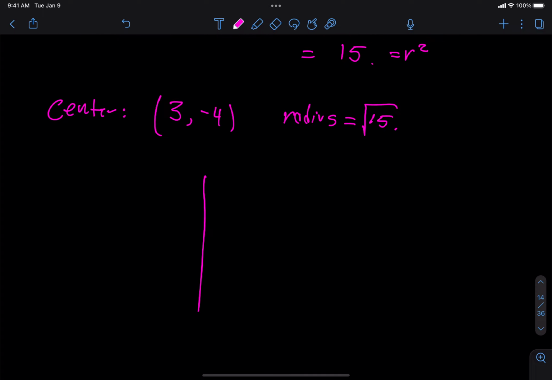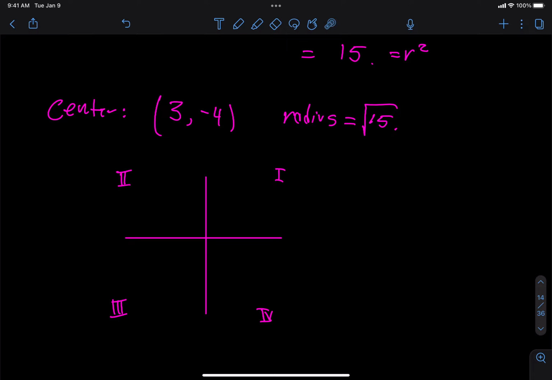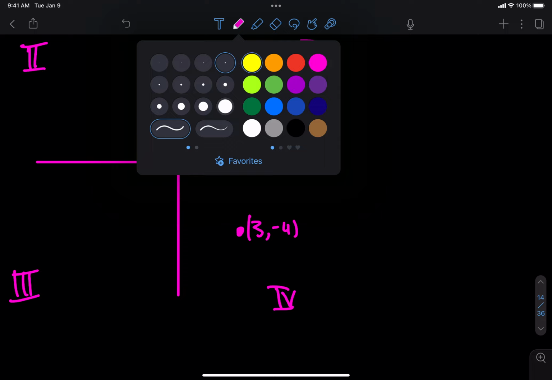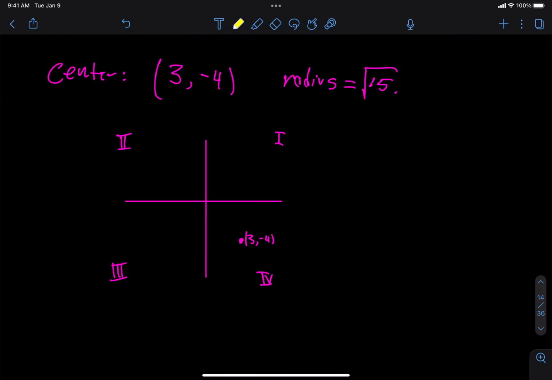So let's graph. Which quadrant is the point 3 comma negative 4 in? We got 1, 2, 3, and 4. It's in the fourth quadrant, right? Because I go to the right 3 and down 4. Okay, to the right 3, down 4, probably like here or something like that. So that's 3 comma negative 4. And how do I draw a radius of square root 15? Yeah, it's going to be between 3 and 4, right?